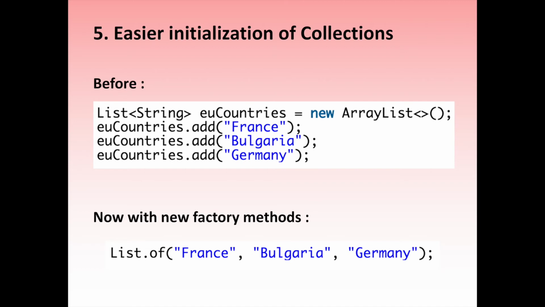The resulting objects are immutable collections that are optimized for performance. Adding items to these collections after creation results in an unsupported operation exception. You can discover the new code with Java 9.